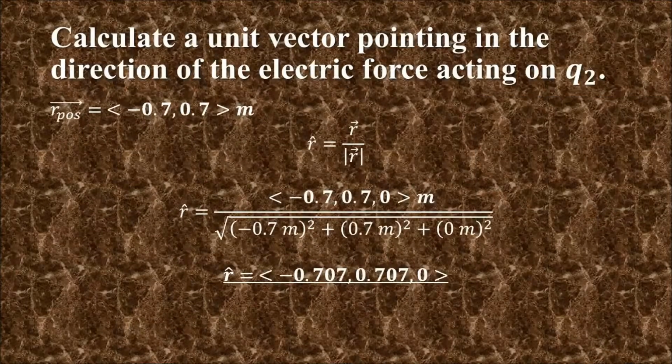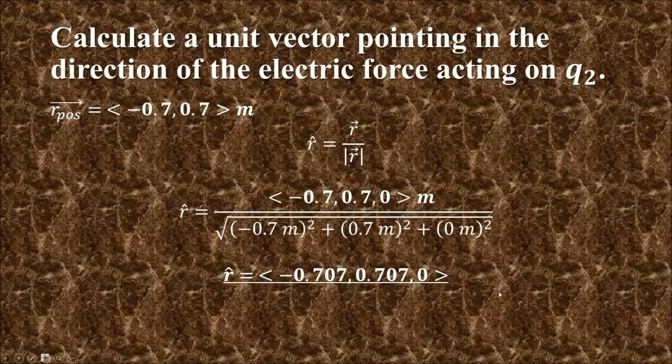Alright, so this is the solution to part C. Calculate a unit vector pointing in the direction of the electric force acting on Q2. So we take the regular vector from the previous part, which was negative 0.7 i hat plus 0.7 j hat meters. This is the formula to calculate the unit vector from a regular vector: the unit vector is equal to the vector divided by the magnitude of the vector. So we take the original vector and divide it by its magnitude, which is the square root of the sum of its individual components squared, and we obtain negative 0.707 i hat plus 0.707 j hat plus 0 k hat.